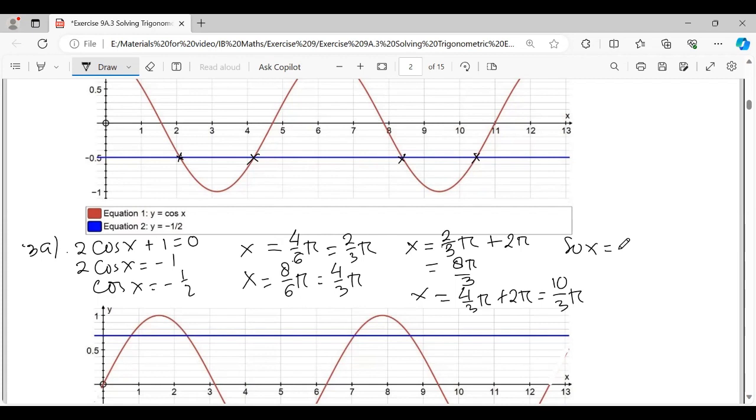So x equals 2/3, 4/3 pi, okay, 8/3 pi or 10/3 pi. Okay.